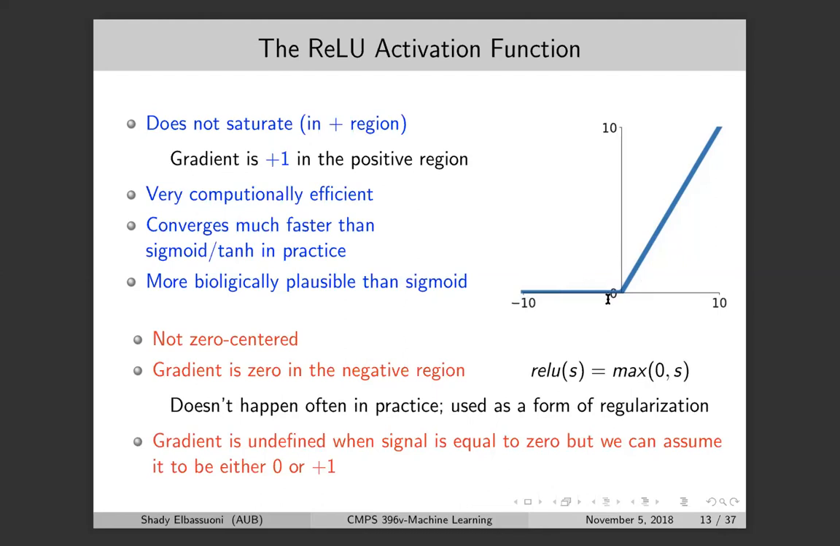To be very precise, the gradient is undefined at 0. Yeah, so in this area, it's similar to an absolute function, where the derivative is not defined at 0, but you can assume it to be either 0 or +1. Okay, good.